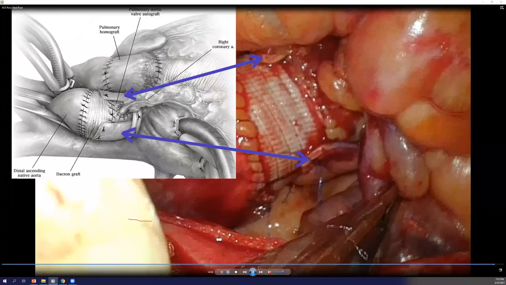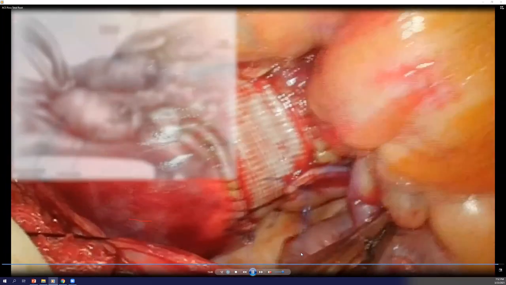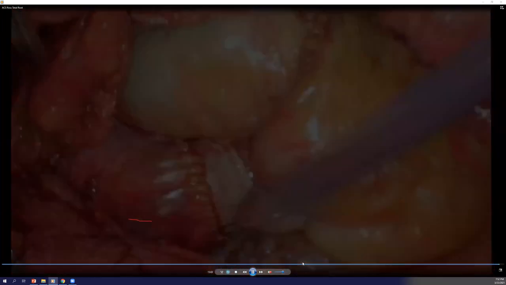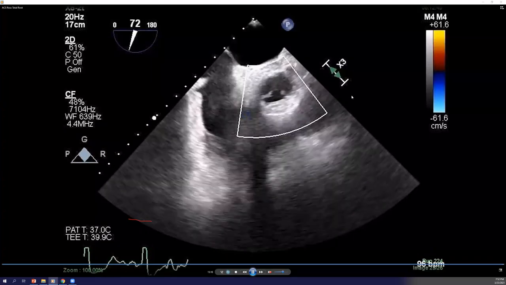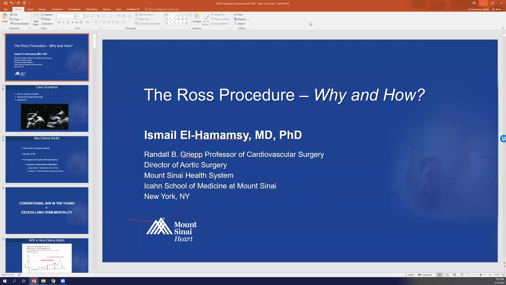This is from an upcoming operative techniques paper that will be coming up. And then this is the final result. And this is what the echo looks like. You see good valve opening, good valve function, no AI, and importantly, a mean gradient that was in the single digits. So I'm going to stop sharing my screen.